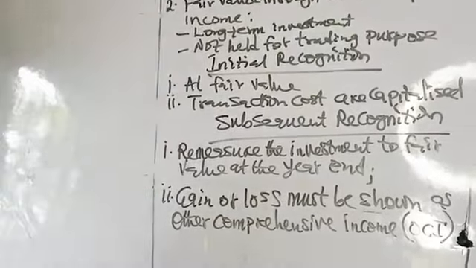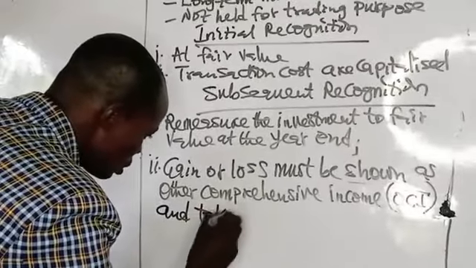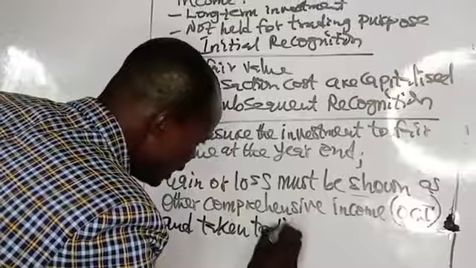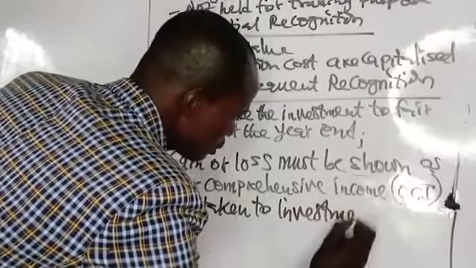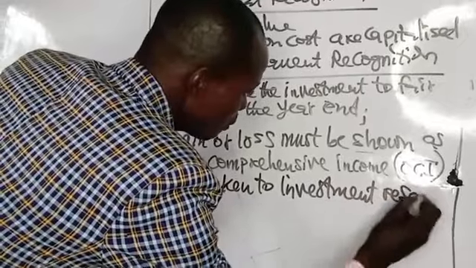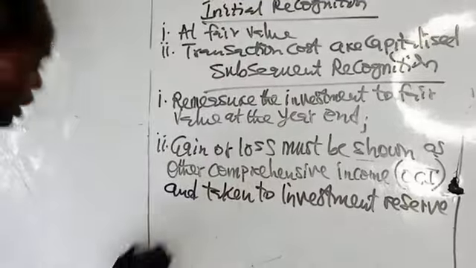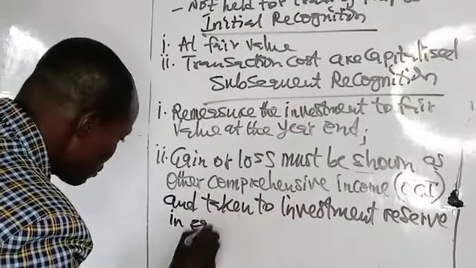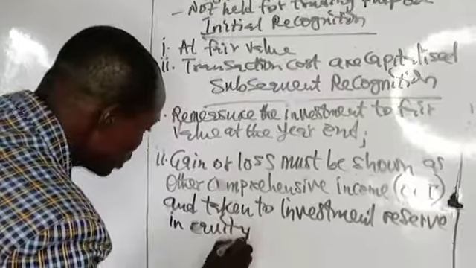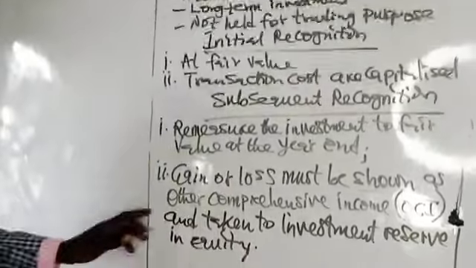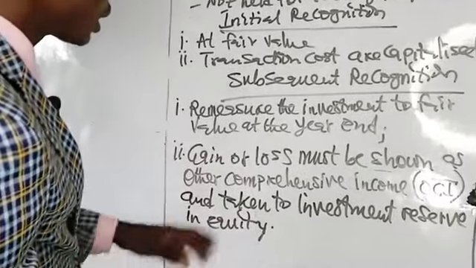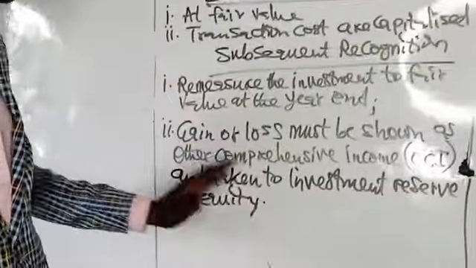And taken to investment reserve in equity. This gain, you are going to take the gains or loss to investment reserve in equity section of the statement of financial position. So these are what you should take note of.